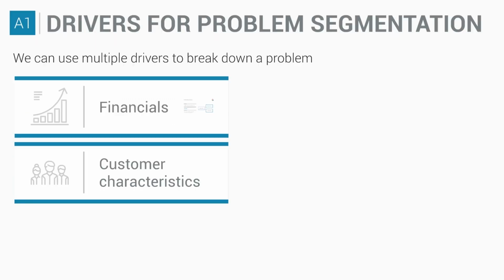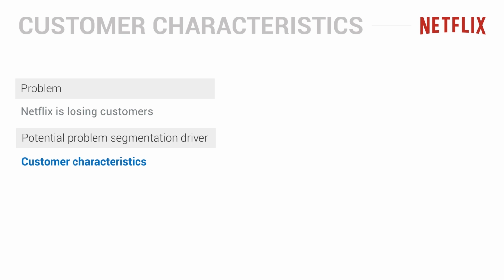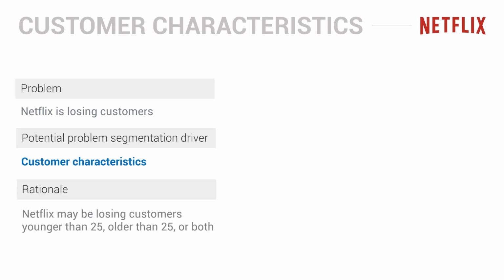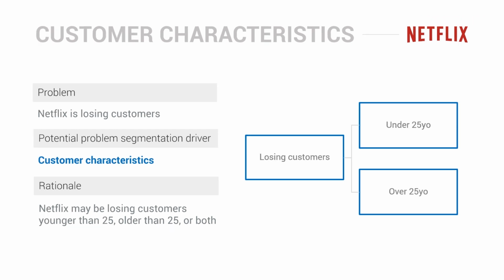Customer characteristics work well in tackling marketing issues. Let's say the problem statement is that Netflix is losing customers. The customer characteristics of the segment that is most affected would help us find the root cause and fix it. So Netflix could either be losing customers who are over 25 years old and/or losing customers who are under 25 years old. This could help in narrowing down customer segments, their preferences, and the root cause for the customer loss, ultimately helping us to find a solution.